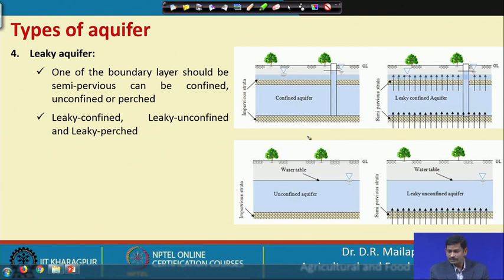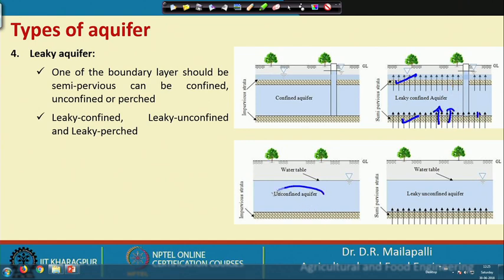The leaky aquifer could be confined leaky or unconfined leaky. In this case, a leaky confined aquifer, there are impervious layers, but still you see the leakage from the bottom to top. Here, in the unconfined aquifer, you can still see the leakiness. So, this is a leaky unconfined aquifer.